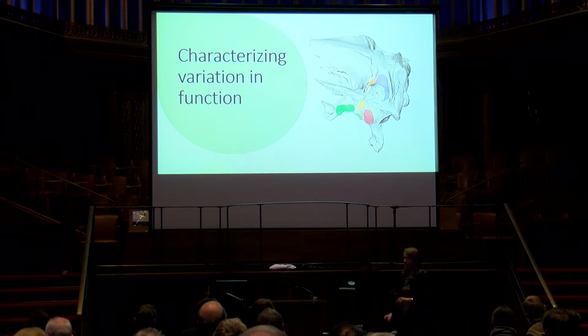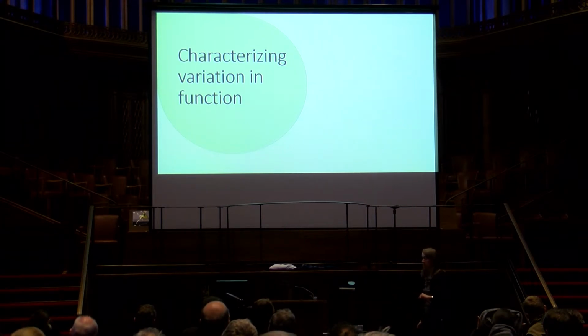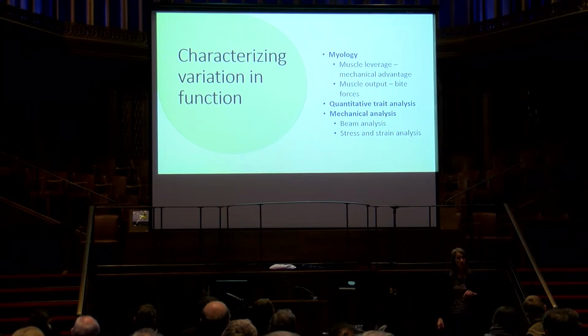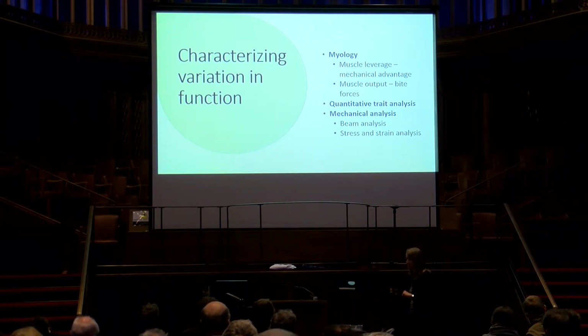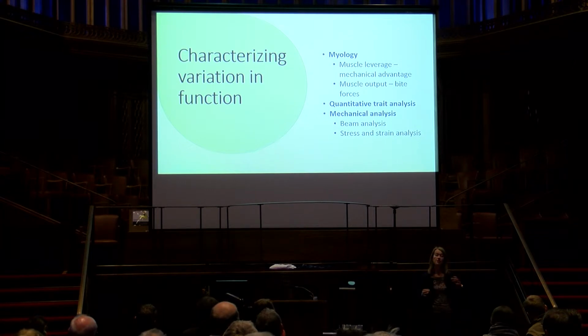So, where does this leave us in terms of characterizing function? There are multiple ways in which we can do this. We've seen great examples of this in some of the previous talks before the break. Some of the things I've highlighted here are ways in which we can start to quantify and characterize function in extinct animals. One of these is looking at the muscles themselves, as we saw from Carl's talk, looking at things like muscle leverage, calculating something called the mechanical advantage, which is basically the efficiency of the leverage of the jaws in this context.